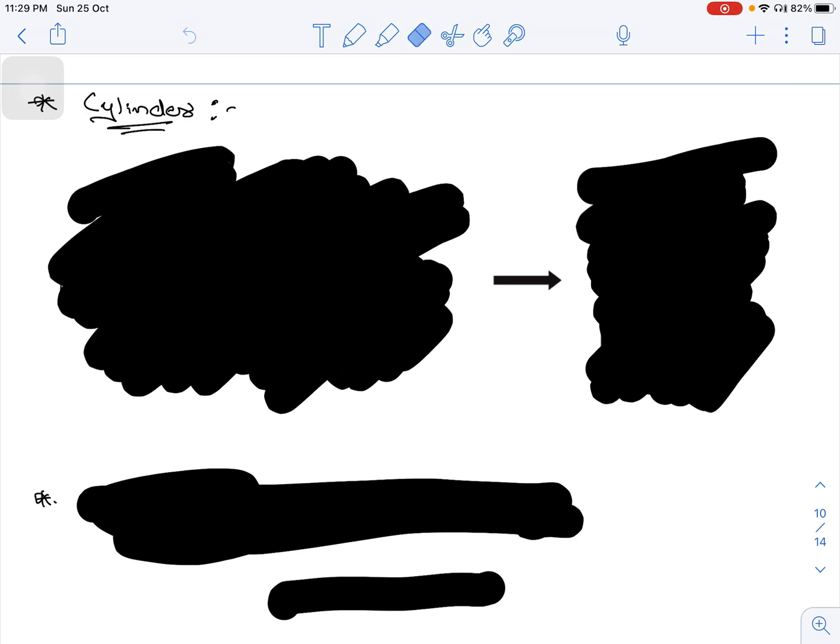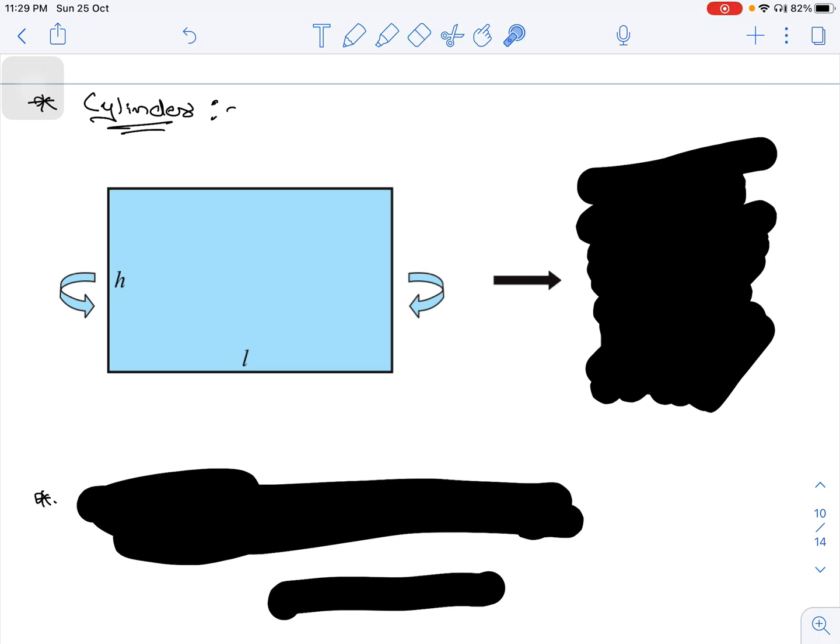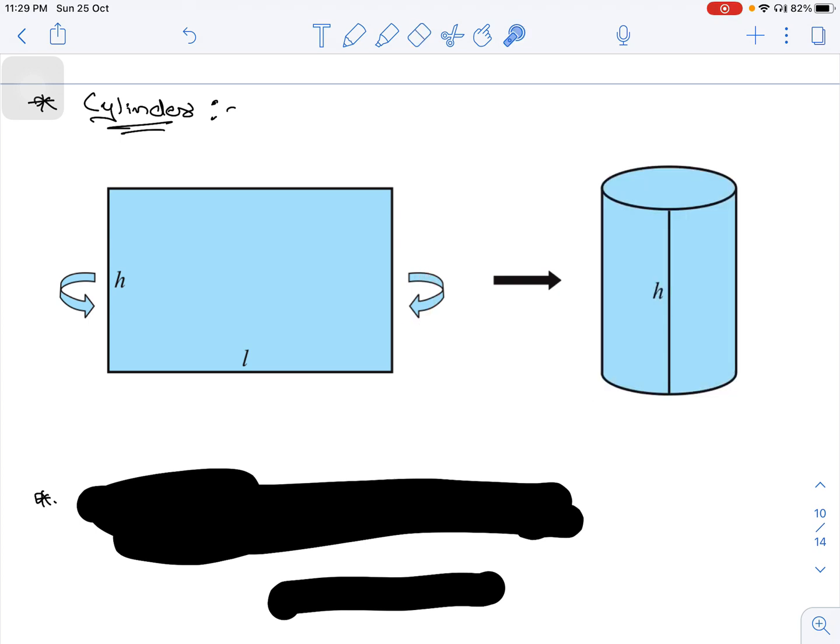Let us take a rectangular sheet of paper. This represents the length of the paper and this will represent the breadth, but instead of breadth we will consider this to be the height. Now when you fold it from the length, this figure will be converted into a new figure that is known as a cylinder. Now this cylinder is supposed to be a right circular cylinder.